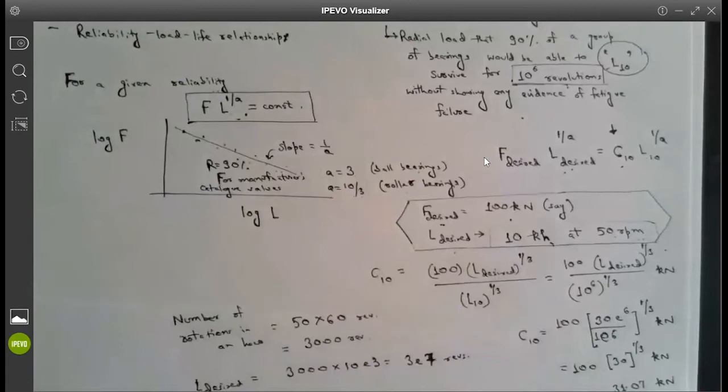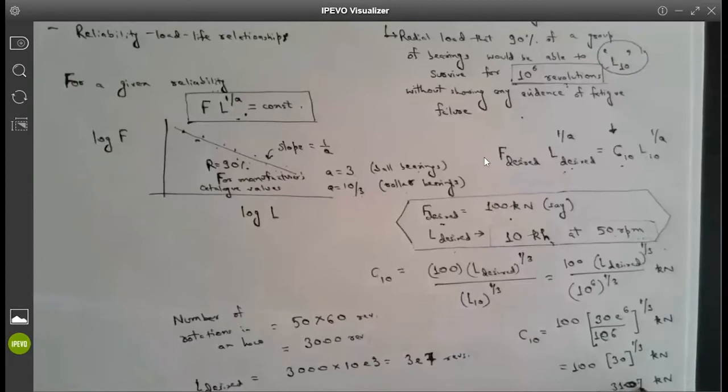Somebody was saying he's getting 310.7, and to me that also seems correct, because it is the cube root of 30 multiplied by 100, which is 310.7. You have to correct me with the numbers. I'll just go with what you are saying.